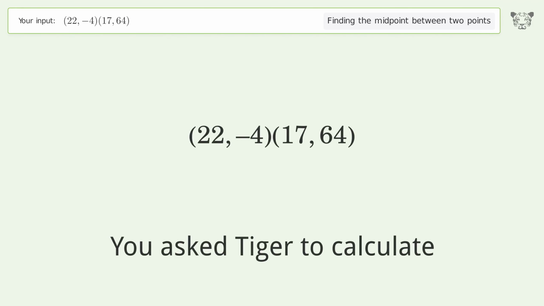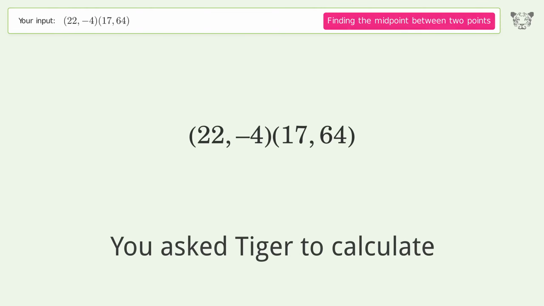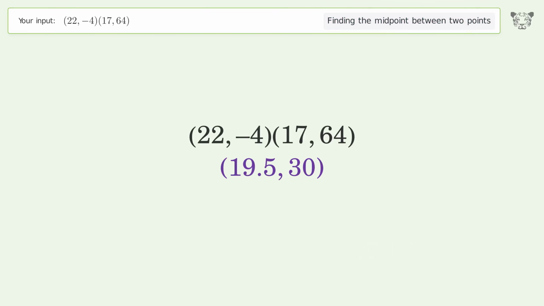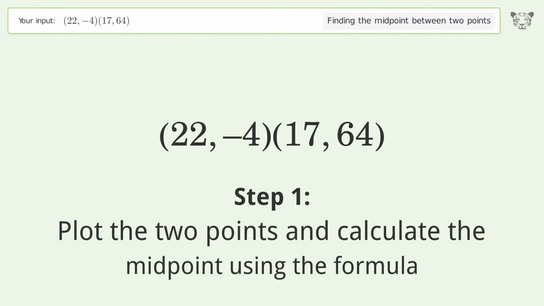You ask Tiger to calculate. This deals with finding the midpoint between 2 points. The midpoint between the 2 points is 19.5, 30. Let's solve it step by step. Plot the 2 points and calculate the midpoint using the formula.